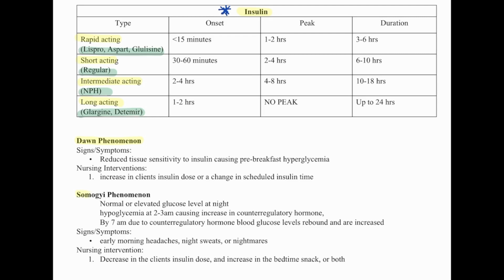Then we have Somogyi's phenomenon. This is normal or elevated blood glucose levels at night. Then we see hypoglycemia at 2 to 3 a.m., causing an increase in counter-regulatory hormones. And by 7 a.m., due to these hormones, the glucose levels rebound and are increased. Signs and symptoms are early morning headache, night sweats, or nightmares. Our nursing intervention is to decrease the client's insulin dose and increase a bedtime snack, or both.